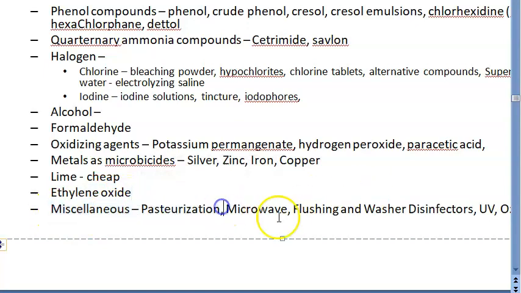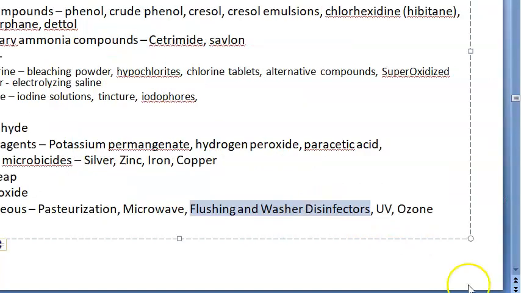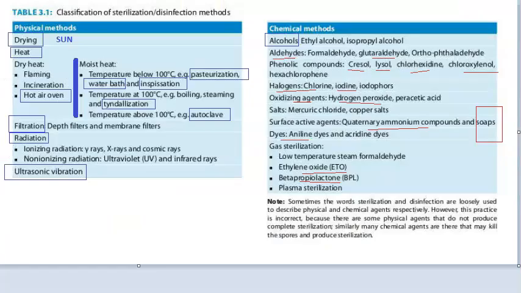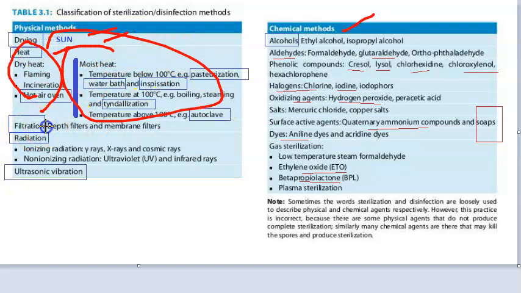Then miscellaneous, you have pasteurization, microwave, right? Flushing, etc. UV, don't forget UV, ultraviolet, okay? So guys, you remember the same thing in microbiology. You have seen physical methods and chemical methods. Physical methods, you have sun, heat, dry heat and moist heat, right? Dry heat is hot air oven, moist heat is the autoclave.